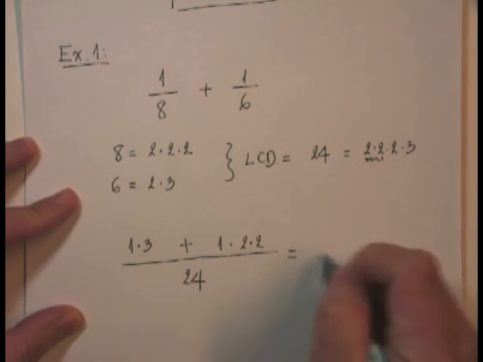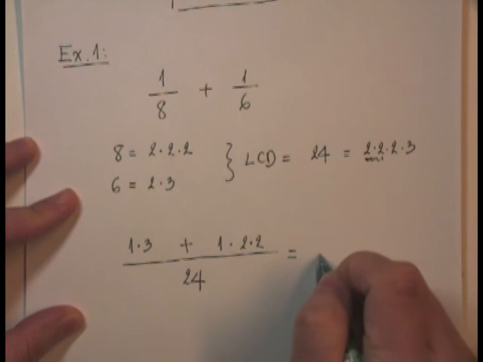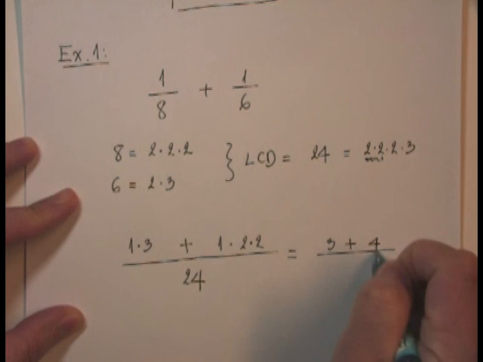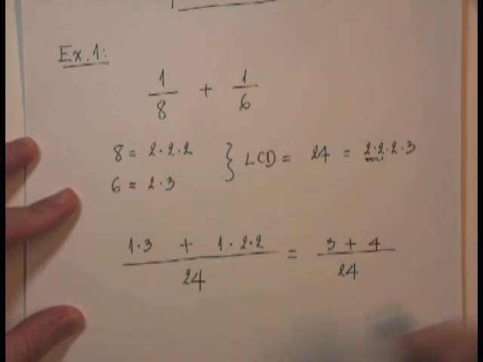Your fraction when completed is 1 times 3, which is 3, plus 4, all over 24. The final answer to that adding problem is 7 over 24. And that's how you add the two fractions.